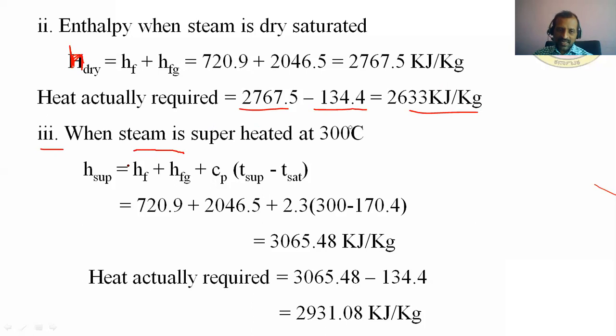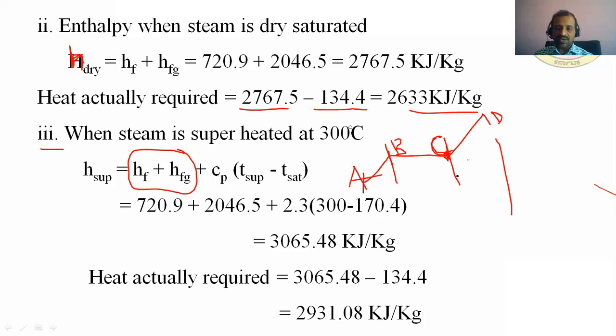This is the dry steam. After it becomes dry steam, you still supply more heat. So you remember this drawing? From here to here it is water, that is sensible heat. From here to here it is the latent heat of evaporation. This point is called C, this is B, and this point is A. When it reaches point C, the steam becomes dry saturated. From this point C to point D, whatever heat you give is called superheat.